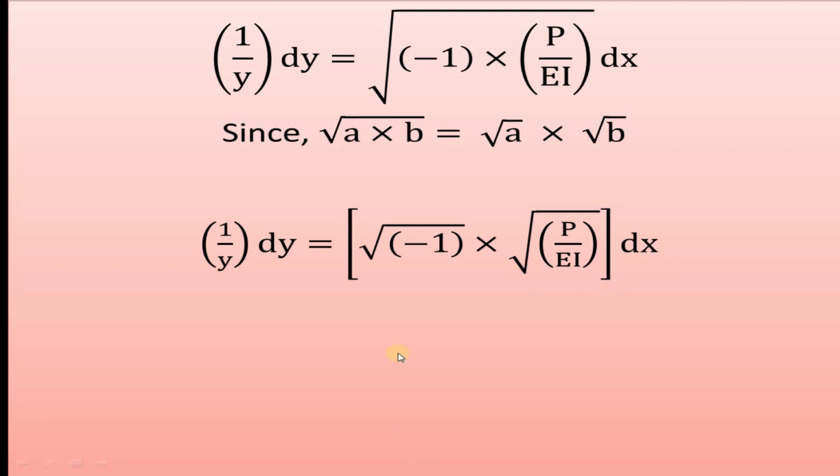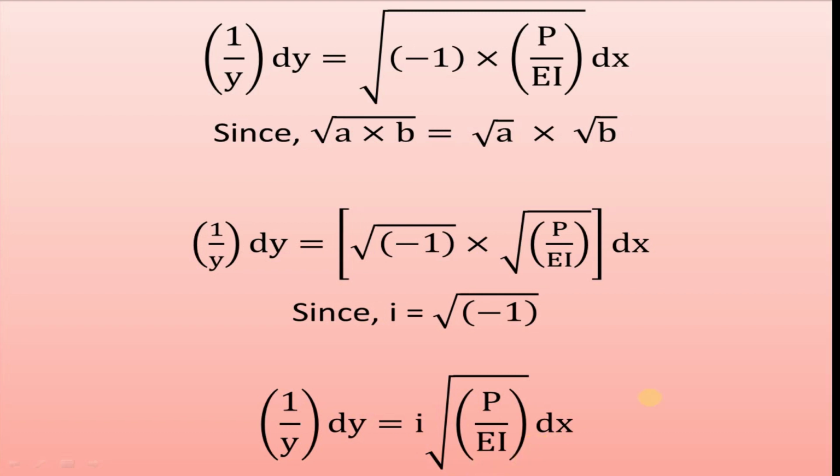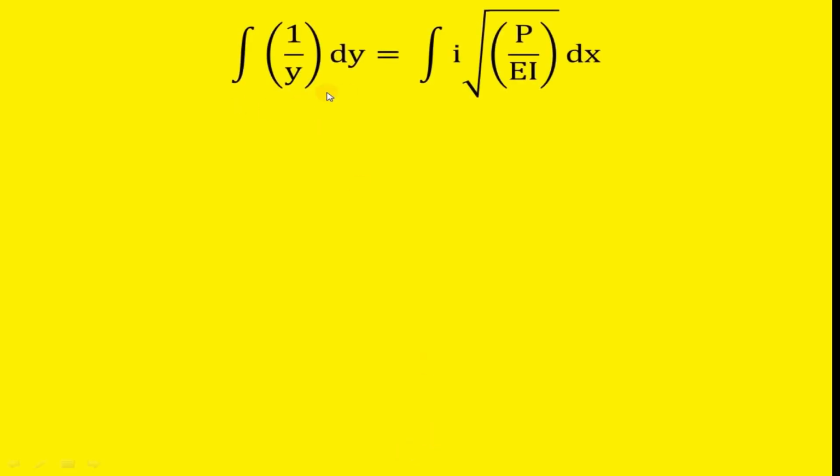But we know that square root of minus 1 is nothing but i, the imaginary unit. So this root of minus 1 can be rewritten as i. The next step will be 1 by y dy is equal to i square root of P by EI dx. Now we will integrate this equation on both sides. We get integration of 1 by y dy is equal to integration of i square root of P by EI dx. In this RHS, i and square root of P by EI are constants, so we can take these two terms out of the integration.